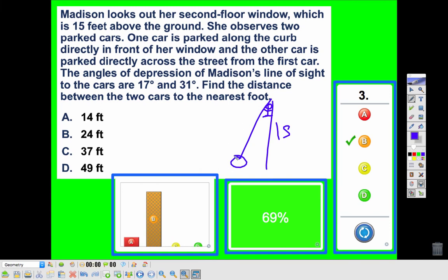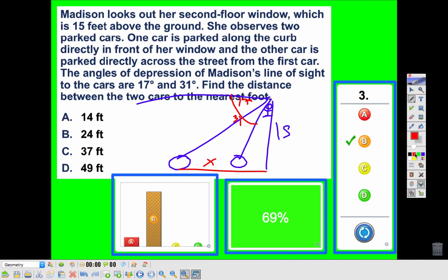Madison is standing here on her balcony that is 15 feet tall. She sees a car here and a car here. Okay? Her angles of depression are 17 and 31. So you've got two triangles going on. The car further away will be less because you're not looking down as far, right? So 17 and 31. Find the distance between the two cars to the nearest foot.